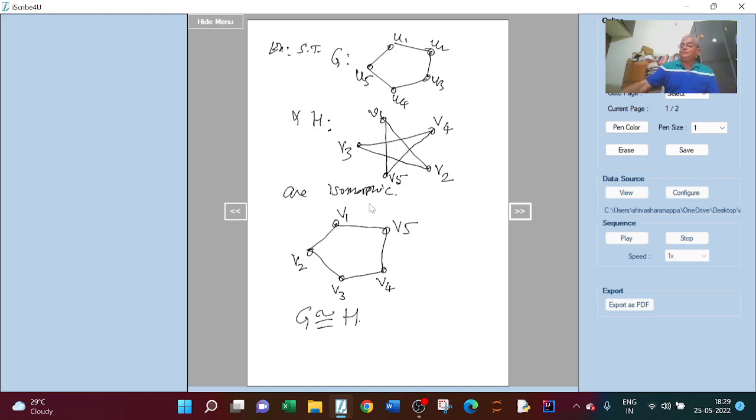Next I will consider another example. Here we can define the function: U1 to V1, U2 to V2, U3 to V3, U4 to V4 and U5 to V5. Next I will consider one more example.